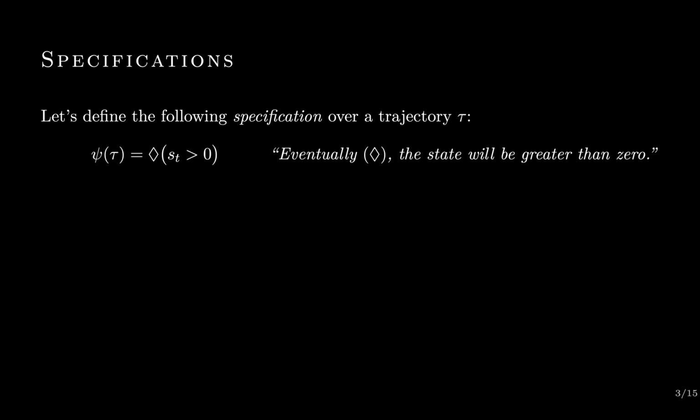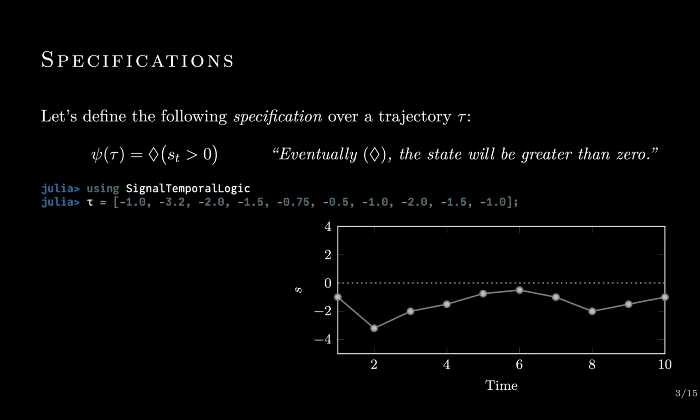Next, I want to talk about how to define a specification in the package. As we've seen in class today, let's define the following specification, which says that eventually, which is this lozenge or this triangle, the state will be greater than 0, just as we saw in lecture. So first in Julia, we can say using SignalTemporalLogic. Then we can define a trajectory, which is just some set of states or a signal here, which we plot on the right. Then just for your own knowledge, to get the tau symbol in Julia, you can do \tau and then hit tab. Next, we will define the formula.